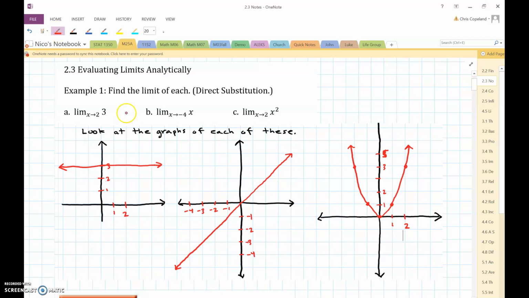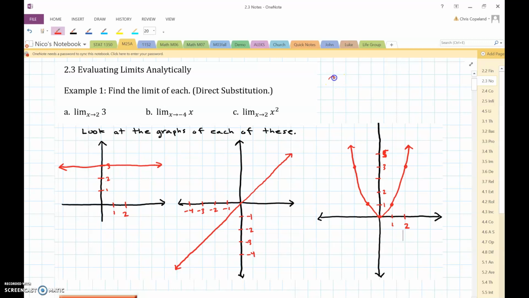The first section, we looked at it graphically. We looked at one-sided limits. We looked at the limit coming from the left versus coming from the right. Okay. Sometimes you can do direct substitution. Okay, direct substitution is very similar to solving an equation.